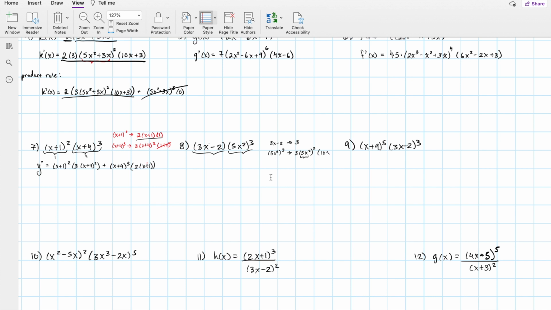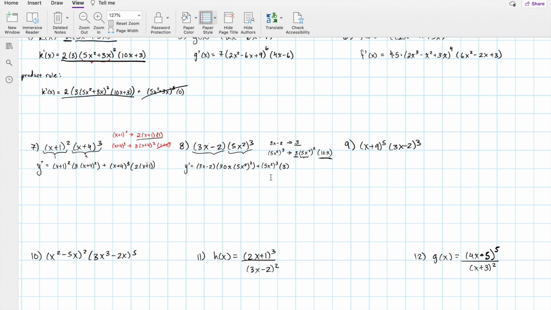So again, y prime is going to equal the first term, so (3x minus 2), multiplied by the derivative of the second, which I'm going to rewrite as 30x times (5x squared) to the power of 2, and that's 30 from here, 3 times 10x, plus the second term, (5x squared) to the power of 3, multiplied by the derivative of the first term, which is 3. Again, we figured that out over here.